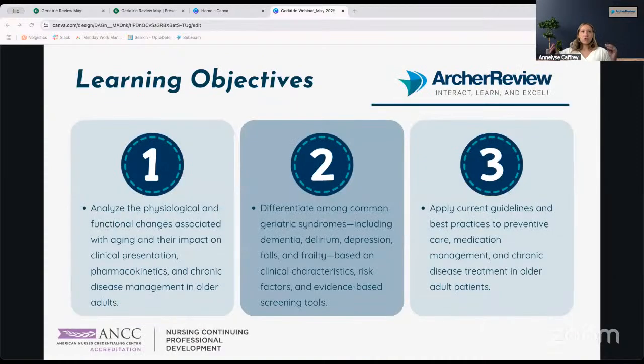Here's our game plan. What we're going to do today is break down how aging changes the body. So first we're going to learn that so you understand the basis of why geriatrics is different. We're going to learn about geriatric syndromes that are going to often show up on your boards or are very much going to show up in your clinical practice.